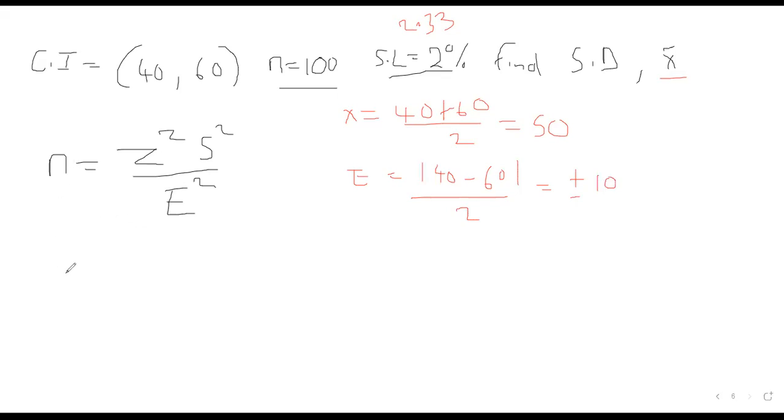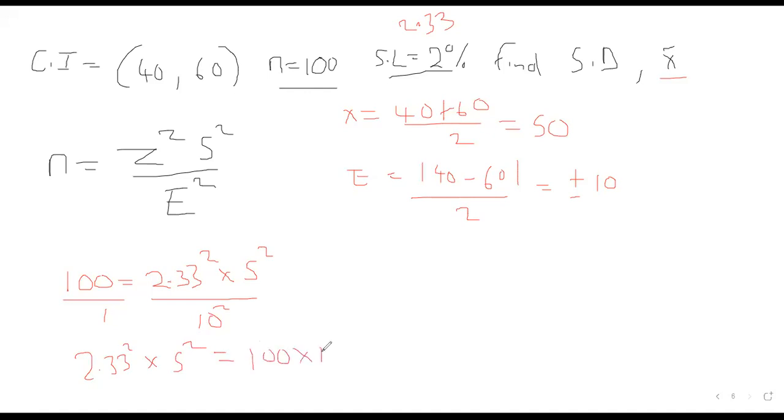So we now substitute here where there's n, put 100. Where there's z, 2.33. But in the formula, it's supposed to be squared. Then the s squared over the error squared. Our error has been calculated as what? 10. So cross multiply. So we are going to have 2.33 squared times s squared is equal to 100 times what? Times 10 squared.